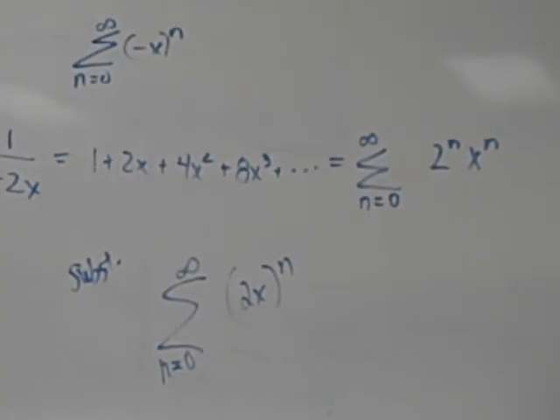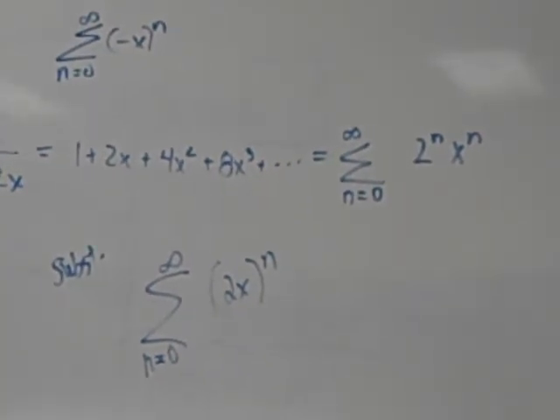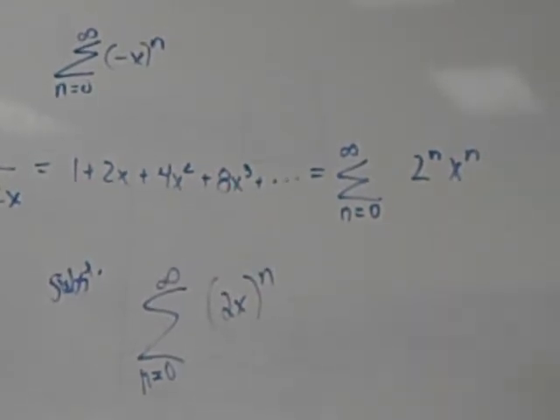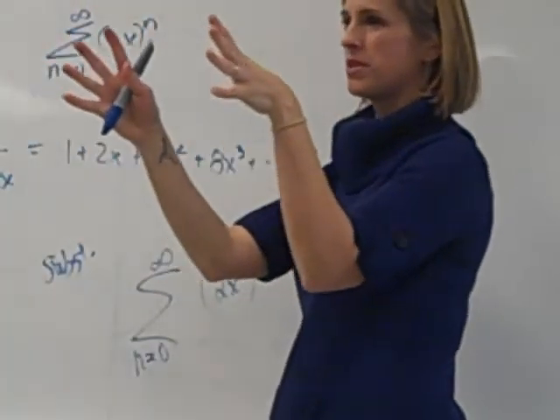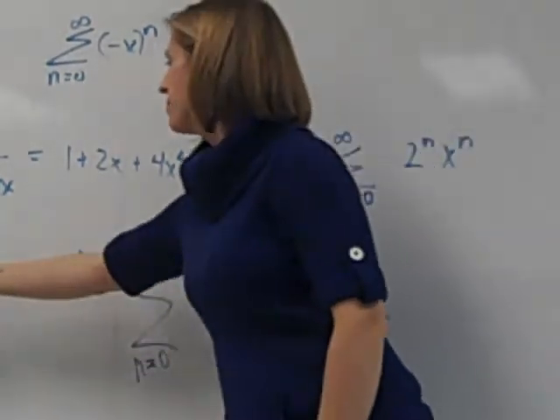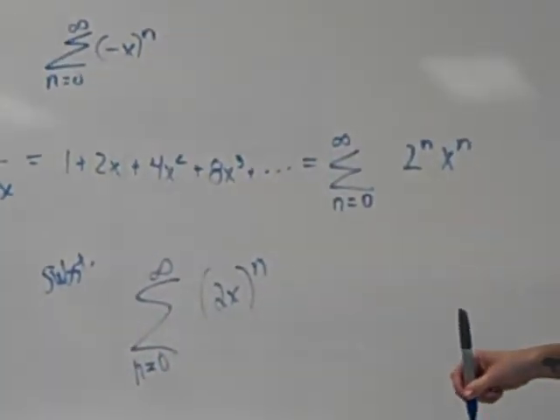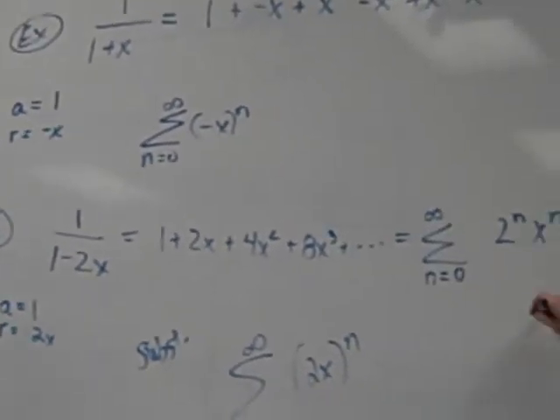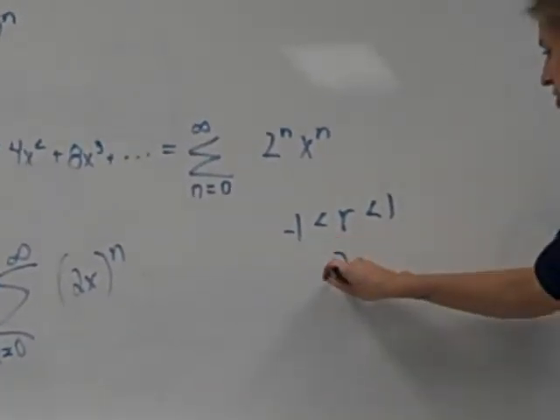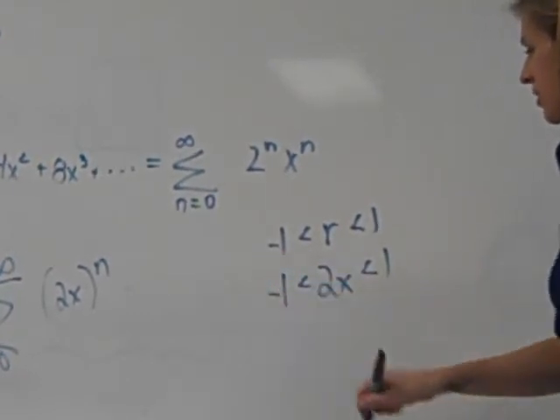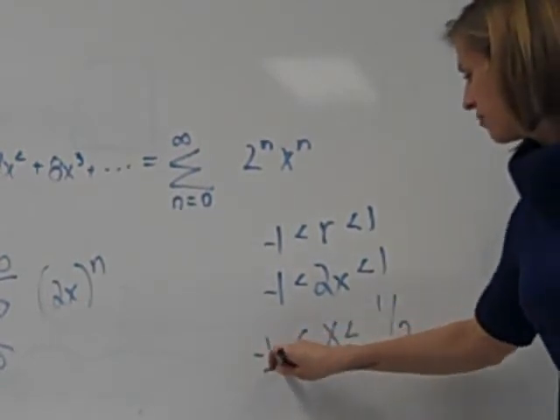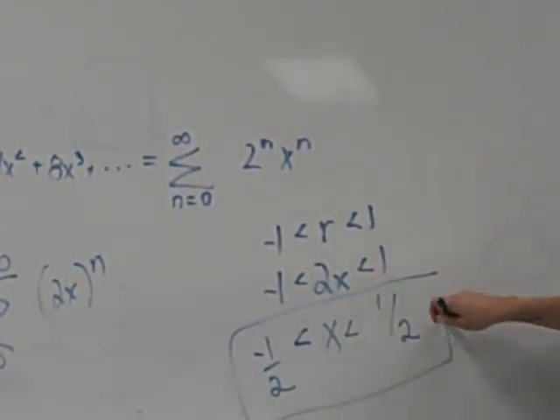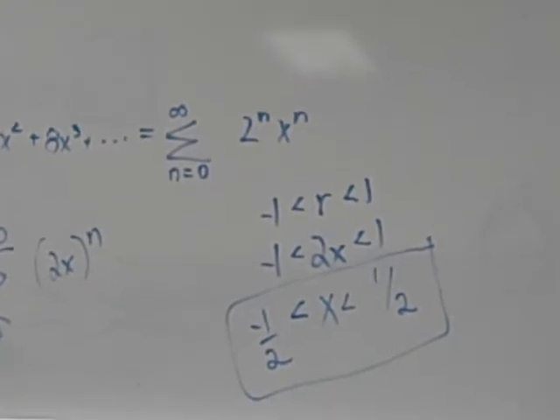Is that okay? Here's the difference between this and any of the other ones. We always said that it converges from -1 to 1, right? Well, that was because r just equaled x. And since r has to be between -1 and 1, x has to be between -1 and 1, or the absolute value of it. But now my r is something different. So r has to be between -1 and 1, so in this case, 2x has to be between -1 and 1. So therefore, x itself is between -1/2 and 1/2. This one only converges when x is between -1/2 and 1/2.